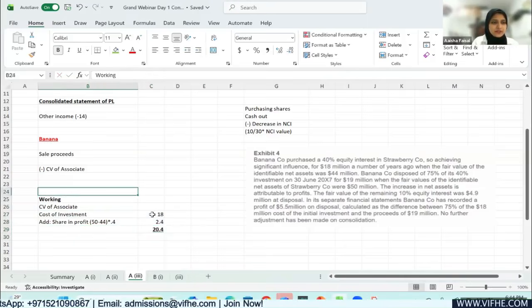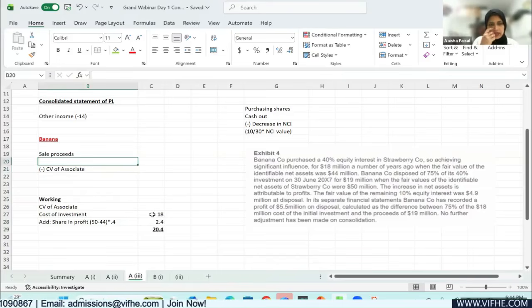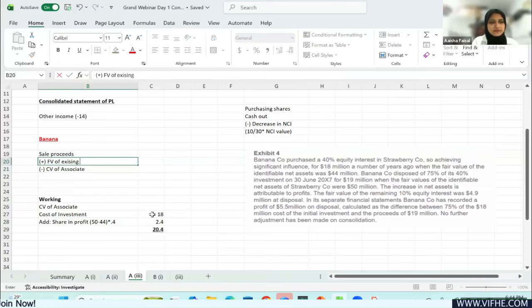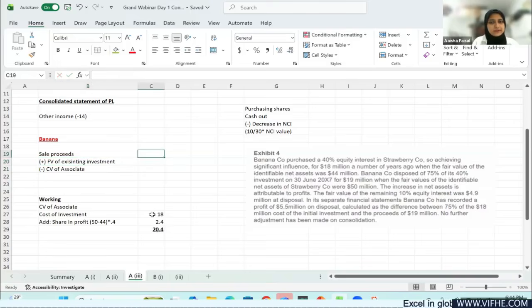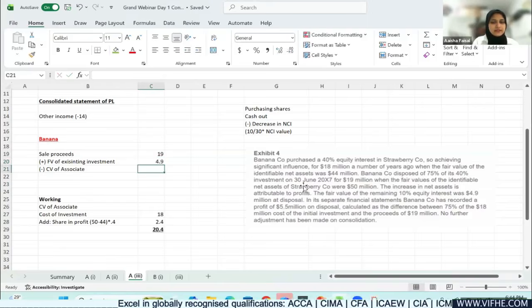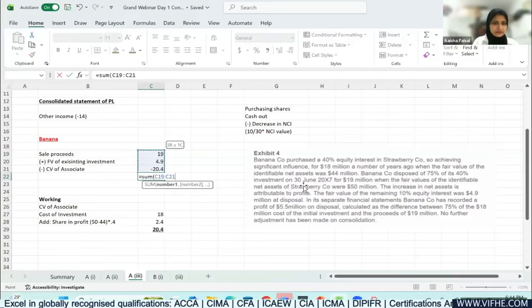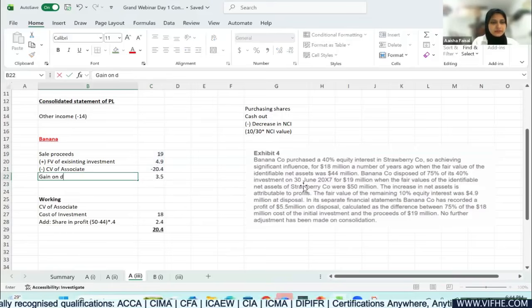Okay. So sale proceeds minus carrying value of associate. And I will also have to consider the fair value of existing investment. So sale proceeds being 19 million, fair value of existing investments being 4.9 million. And carrying value of the associate, I just did a calculation for it. So this is my gain on disposal of associate.